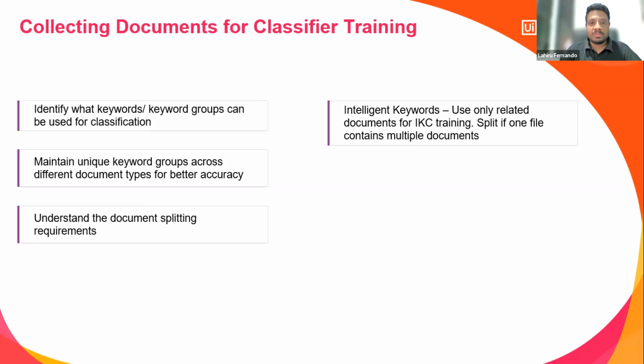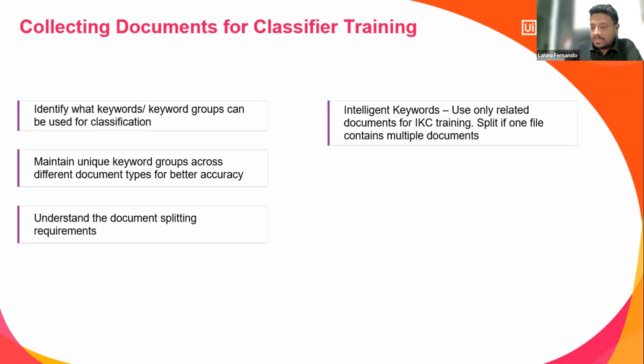In the intelligent keyword classifier, one of its main capabilities is splitting. So if you have a bunch of files that have multiple documents, let's say the first page is an invoice, the second page is a purchase order, the third page is something else, and so on. In this case, if you use that file to train your intelligent keyword classifier, it might get confused because you're giving a file that has multiple documents to train a specific type.